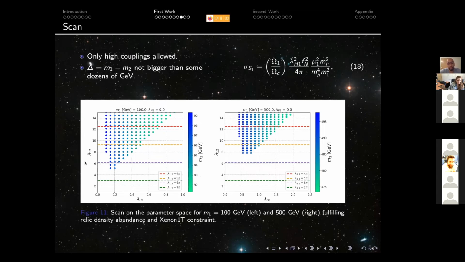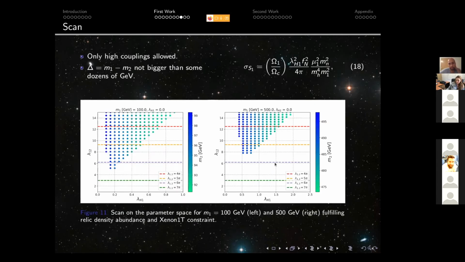So the first lesson from this plot is that λ1,2 takes very high values, and the parameter space is much more reduced in that sense. Considering that if your perturbativity criterion is 4 pi, for instance, you get just those points at very high values of λ1,2. And if you go to higher masses, you get a more reduced parameter space, as shown in the right plot, with higher couplings for λH1, for instance. So the delta, which is the mass difference between the two scalars, is not bigger than some dozens of GeV, as shown in these plots.